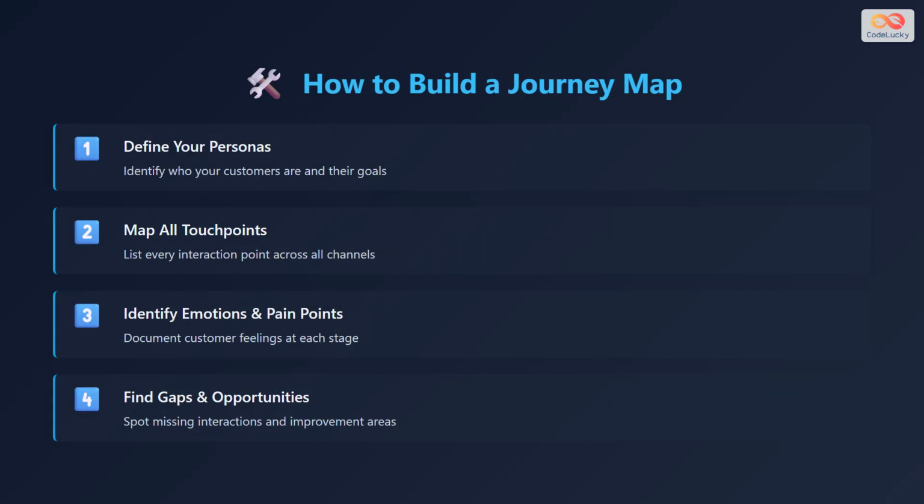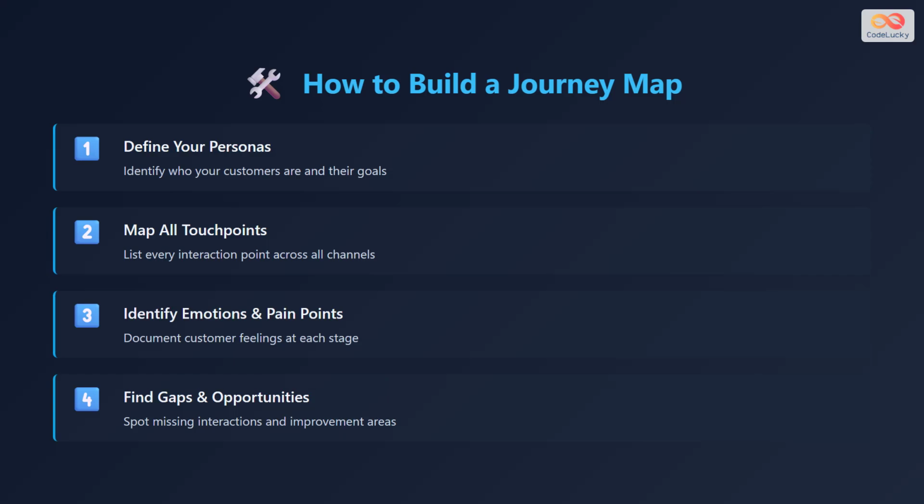Building a journey map follows a structured process. First, define your personas by identifying who your customers are, what they're trying to accomplish, and what challenges they face. Second, map all touchpoints by listing every possible interaction point across every channel where your customer engages with your product.